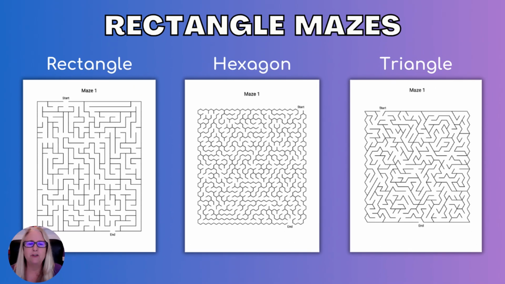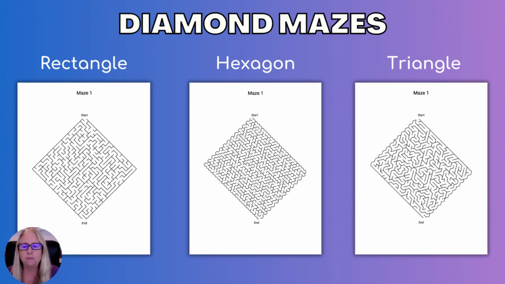The first type of maze you can create is a rectangle maze. You can select between rectangle, hexagon, or triangle for the inside shape of this maze type. You can set the maze width and maze height for these types of mazes, with the values ranging anywhere from a 5x5 size maze to a 40x40 sized one.